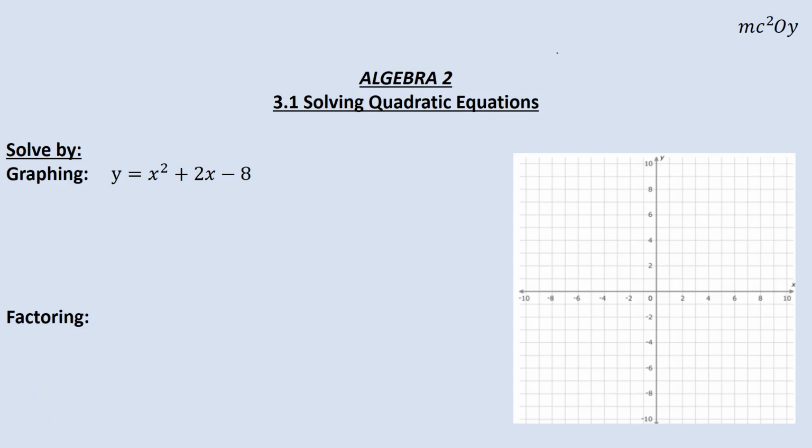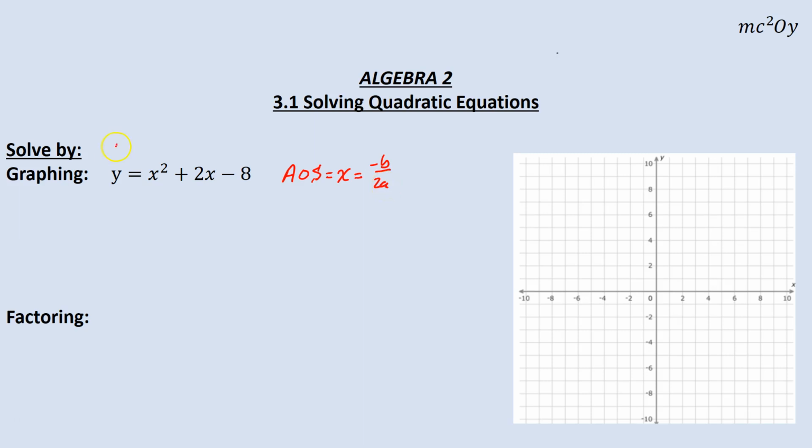Okay, 3.1, solving quadratic equations. There are two ways to solve them: graphing and factoring. I'm going to go through the first process here with graphing and factoring using the same equation. If we're going to solve it using graphing, we have to find the vertex and axis of symmetry. We know the axis of symmetry is x equals opposite of b over 2a.